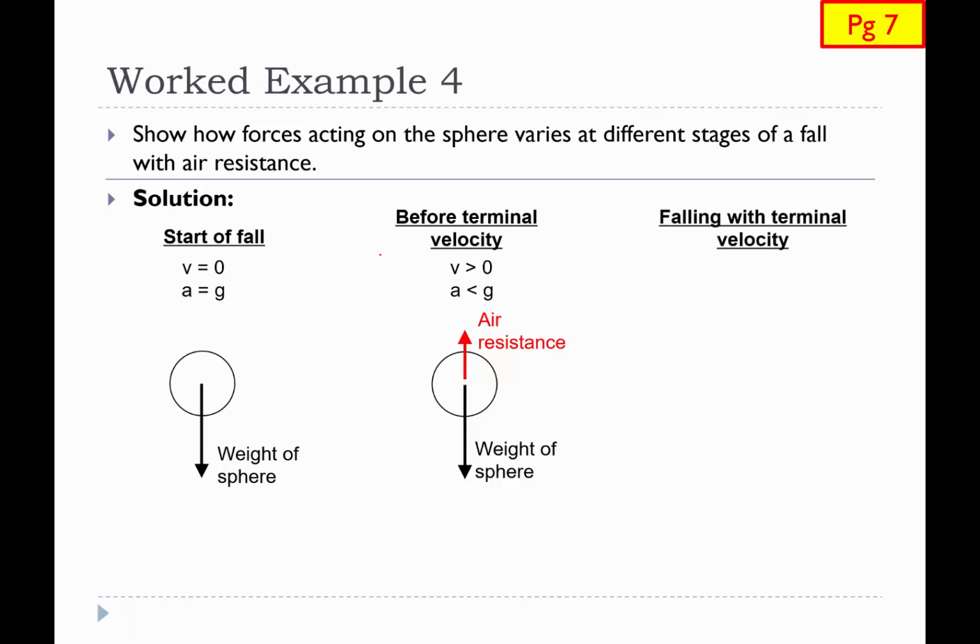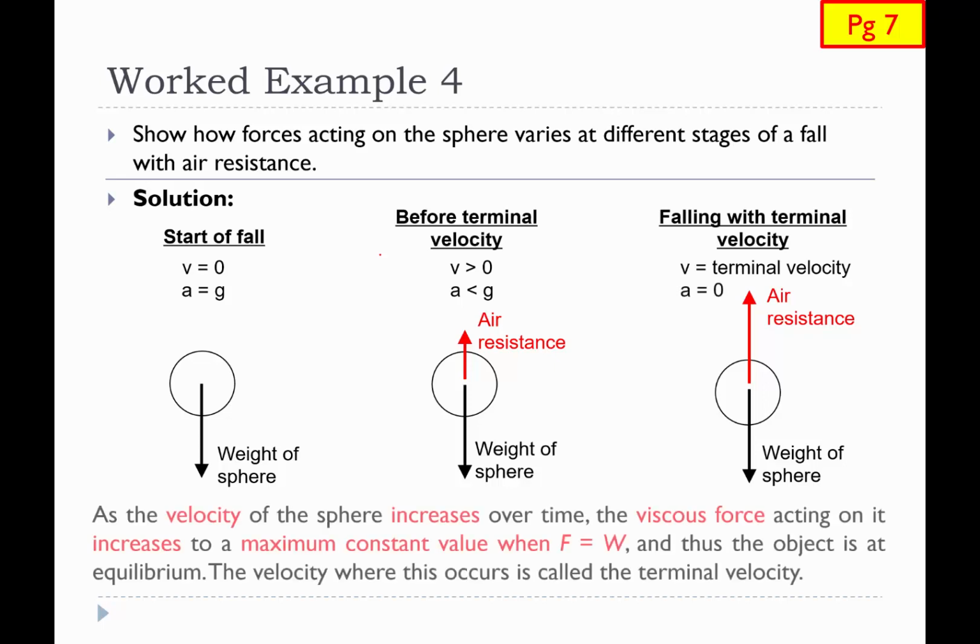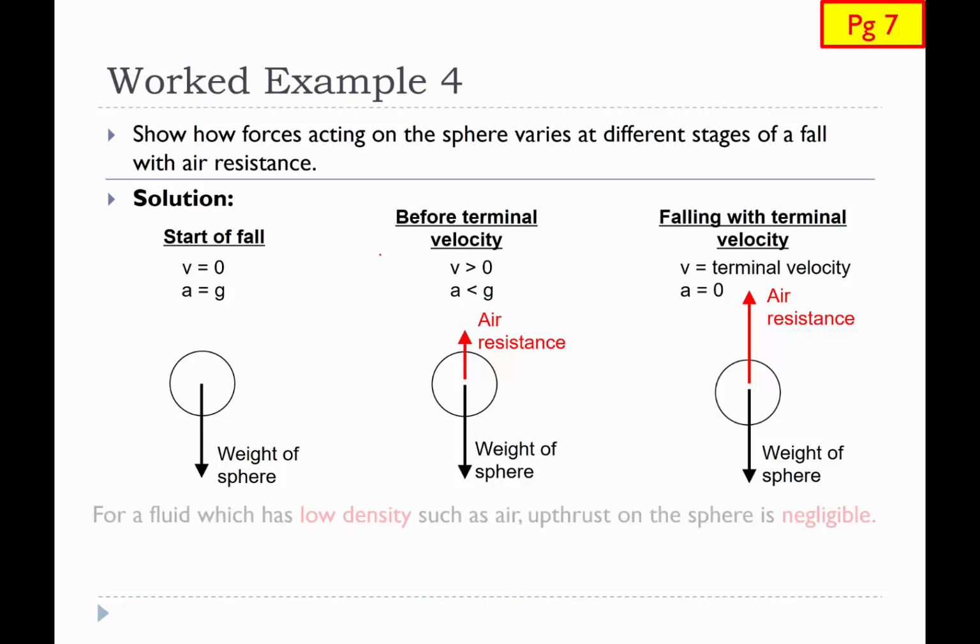The velocity will continue to increase until the stage whereby it is at terminal velocity. At this point in time, the air resistance is equal to the weight. The net force will be zero, and acceleration will be zero. So the velocity of the sphere increases over time, and the viscous force acting on it increases to a maximum constant value when F is equal to W. And thus the object is in equilibrium. The velocity at which this occurs is called the terminal velocity.